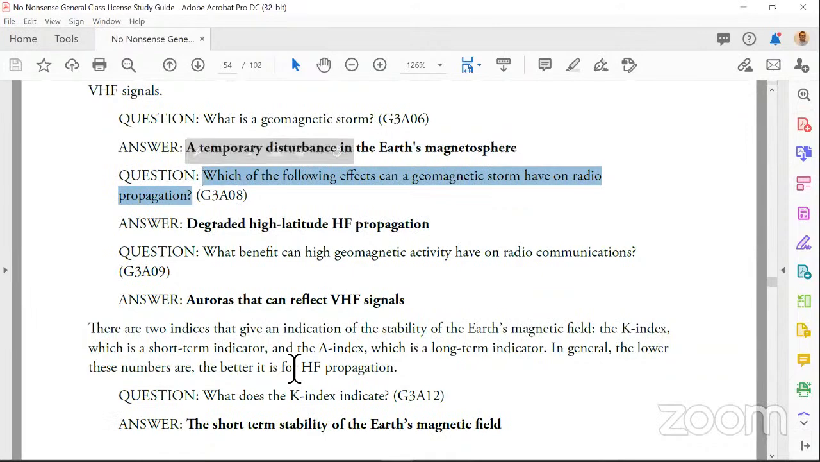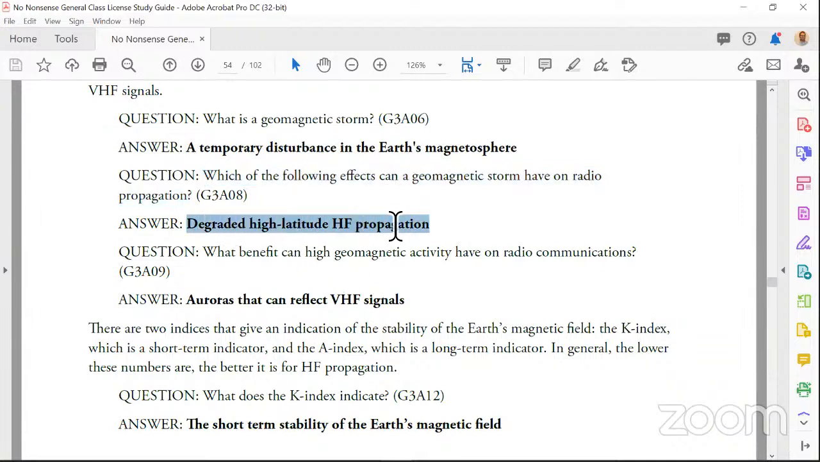Okay, all right, next question. Which of the following effects can a geomagnetic storm have on radio propagation? So we showed a slide on that, and we said that it can result in degraded high-latitude HF propagation. So again, remember the Earth, we have longitude and latitude. So high-latitude, lines of latitude that describe the location on Earth. So we're looking at high latitude HF propagation. It's degraded when you have geomagnetic storms.